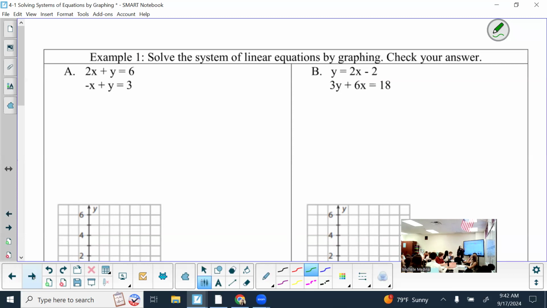When we are graphing by hand, how would I go about that? We learned 2 different ways. What's one way that I could do it? You have to be able to graph a line, something you should have learned before. What do you usually graph first? X and Y.